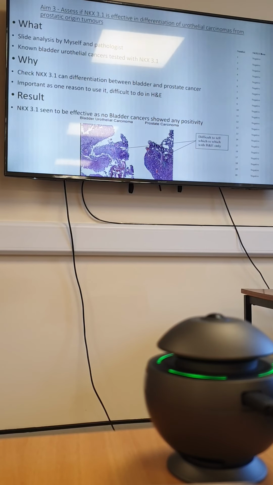Differentiating between bladder cancers and prostate cancers just using an H&E is very difficult, and as I said earlier on, making a mistake between the two could lead to a patient getting totally different treatments, so it's very important to make sure you know the right cancer and give them the right treatment. So the results showed that NKX could now be used to differentiate between the two.